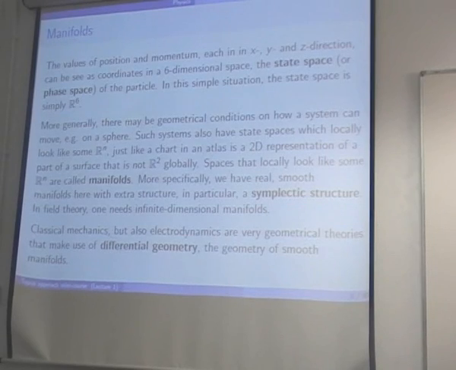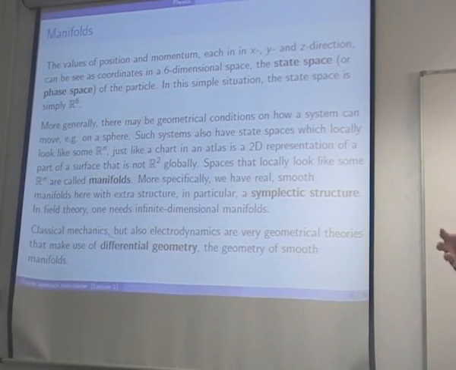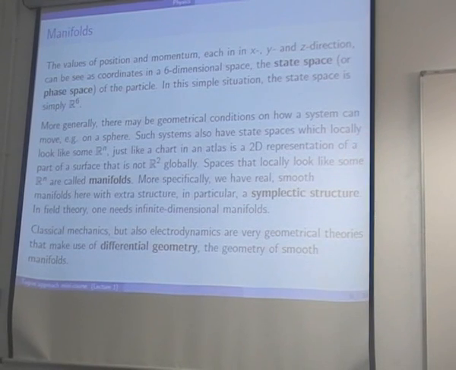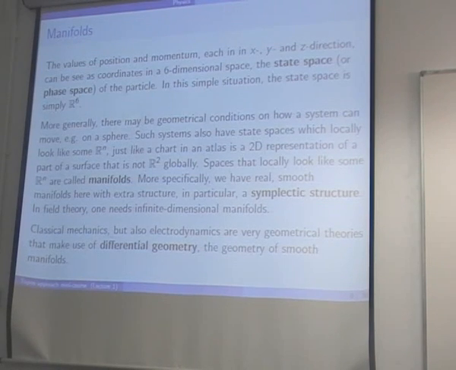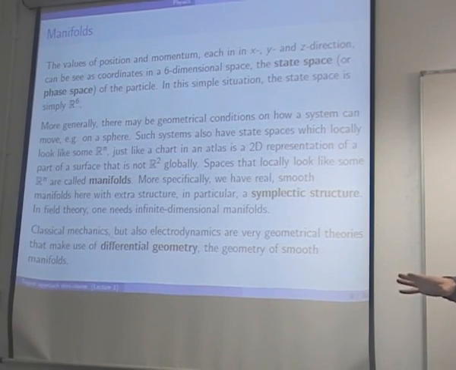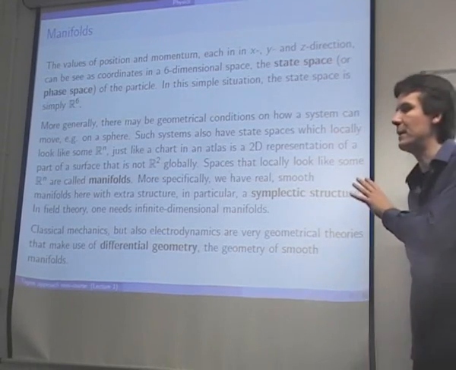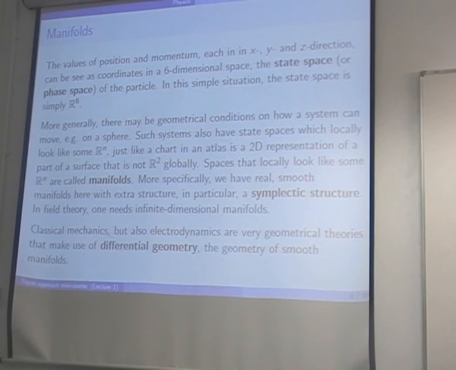And more generally, there may be geometric conditions on how a system can move. Say I restrict movement to a sphere, for example. Then globally, your state space is not just an Rn, but locally it still looks like an Rn. It's just like if you look up some map in an atlas, it's a 2D representation of a space which globally is not 2D. And what I'm aiming at is a very intuitive idea of what a manifold is: a space which locally looks like some Rn and can be covered by such patches which look like Rn. It's called a manifold.